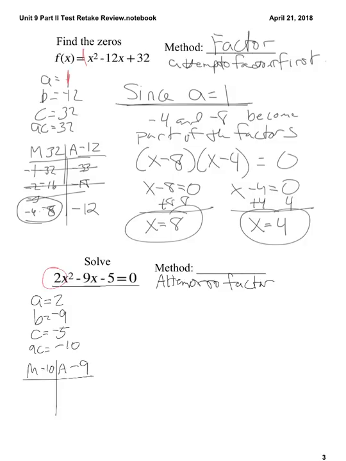Well, there's not many factors of 10. We see our sum is negative 9, so it's probably going to involve 10 and 1. Negative 10 multiplied by 1 would give us negative 10, and negative 10 plus 1 is equal to negative 9. Now, since a is not equal to 1, we have to factor by grouping.